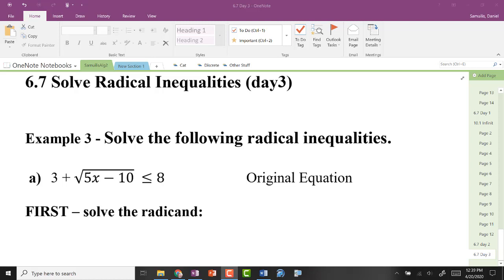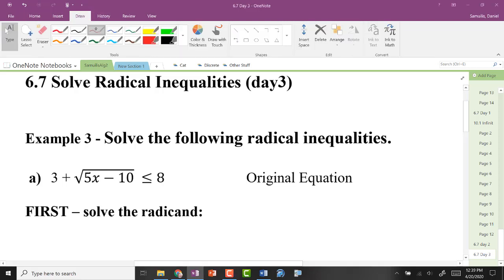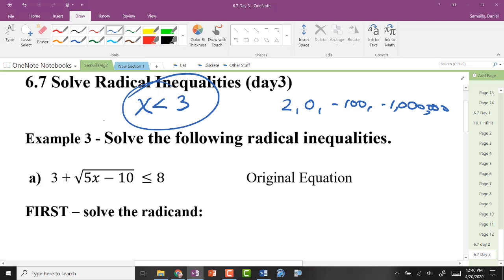So finishing up the unit, we are finishing up with radical inequalities. Again, inequalities mean that there are several answers that will work. For instance, when I say x is less than 3, there are an infinite amount of numbers that will work for that. So solutions to that would be 2, 0, negative 100, negative 1 million. These are all solutions that would work with this inequality. And that's what we're going to do with radical inequalities for today.